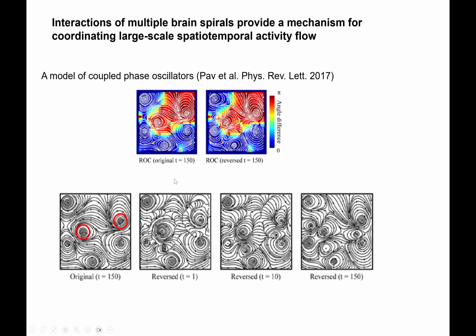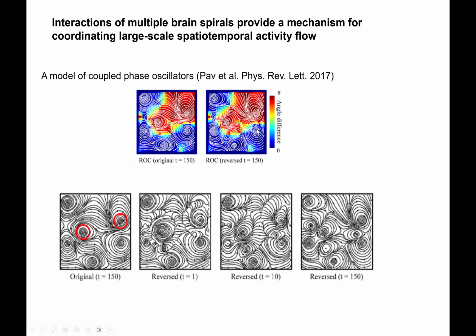So, to further understand the coordination mechanism I've just mentioned, based on these interactions of spirals, we applied a simple coupled nonlinear phase oscillator model. So we have this spatially extended coupling between those phase oscillators on a 2D grid, and then we can see many spirals interacting with each other, just like what we found in the real brain data. And for these spirals, we artificially reversed the rotational direction of one of them. As we found in the real data, the corresponding flow pattern organized by these spirals can be reversed as well.